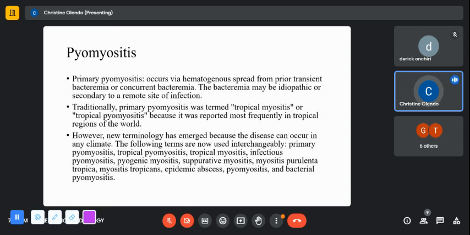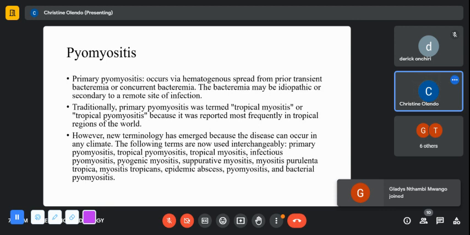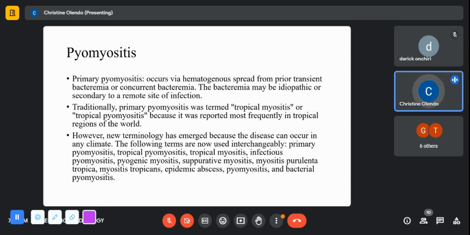So we have primary and secondary pyomyositis. We'll go through primary pyomyositis, which occurs via hematogenous spread from prior transient bacteremia or concurrent bacteremia. The bacteremia may be idiopathic or secondary to a remote site of infection. Traditionally, primary pyomyositis was referred to as tropical myositis or tropical pyomyositis. This was because it was more common in the tropical regions in the world.